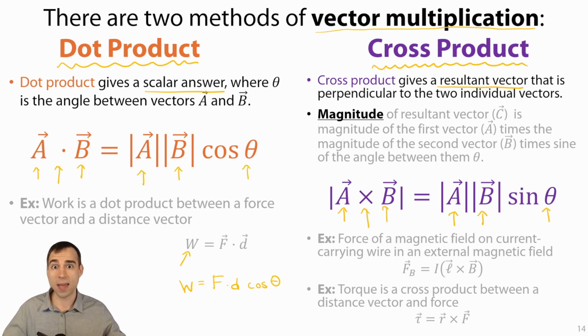Some places where you may have seen a cross product is in calculating the magnetic force on a current carrying wire, IL cross B. But another place where you may have seen the cross product is in the torque equation, where the torque is actually an R vector crossed with a force vector. Eventually, the value of the torque can be said to be equal to RF sine theta. So that's really where this equation is coming from.